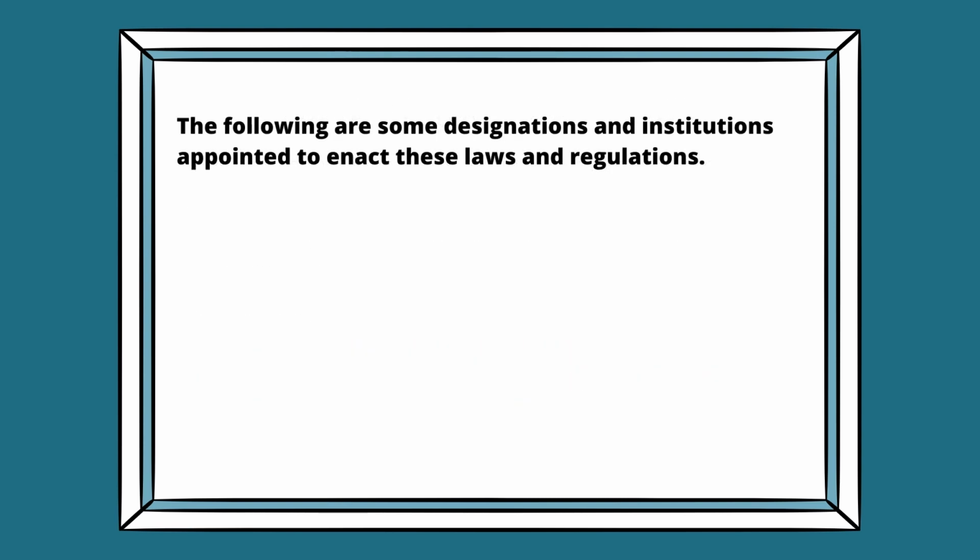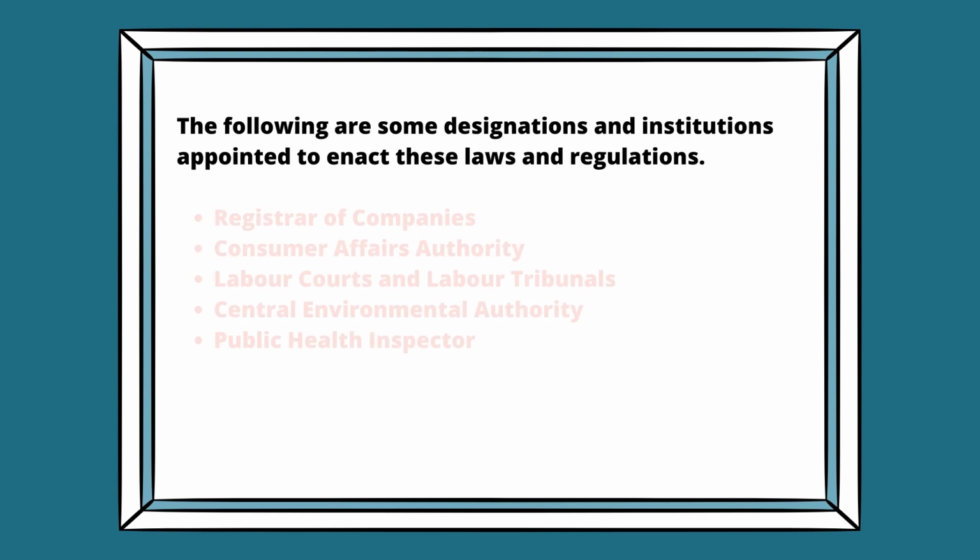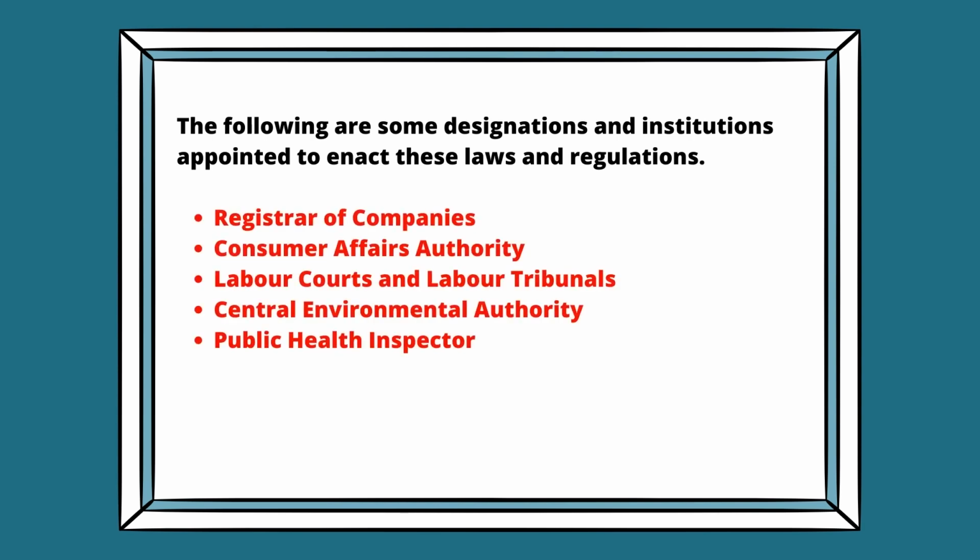The following are some designations and institutions appointed to enact these laws and regulations. Examples: Registrar of Companies, Consumer Affairs Authority, Labor Courts and Labor Tribunals, Central Environmental Authority, Public Health Inspector. Due to these legal regulations and institutions, businessmen have limits over their ability to conduct businesses according to their own will. Every businessman is expected to comply with these laws and regulations imposed by the government.